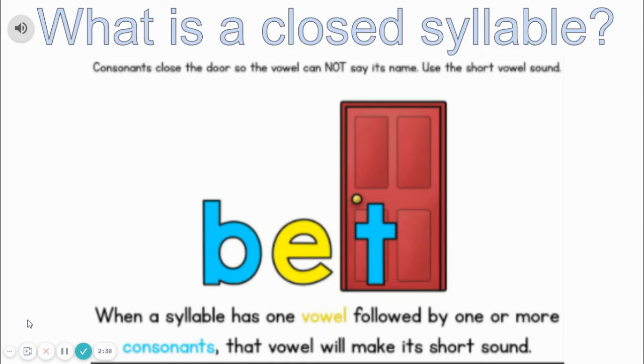What is a closed syllable? When a syllable has one vowel followed by one or more consonants, that vowel will make its short sound. In the picture above, the word is bet. Consonants close the door, so the vowel cannot say its name, and we use the short vowel sound for the E in this word. Bet.